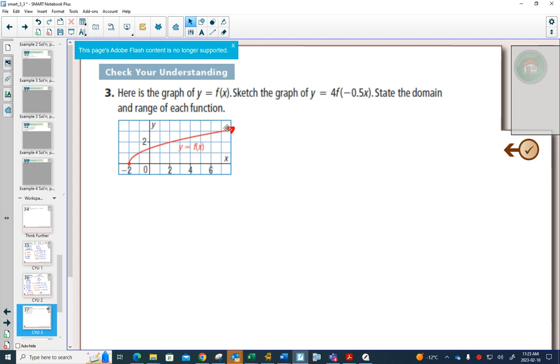We want to sketch the graph of y equals 4 f of negative 0.5x. This 4 is outside the function. This negative 0.5 is inside the function. So the outside function is going to be vertical. We have to decide if it's a stretch or a compression. It's a stretch. We would multiply our y values by 4.